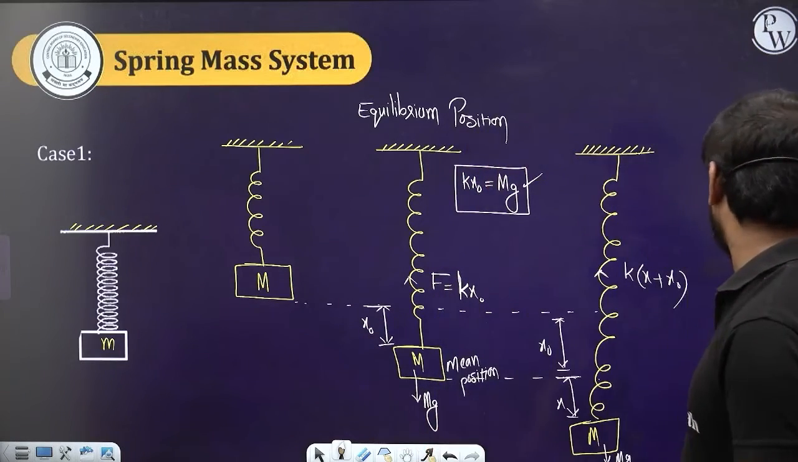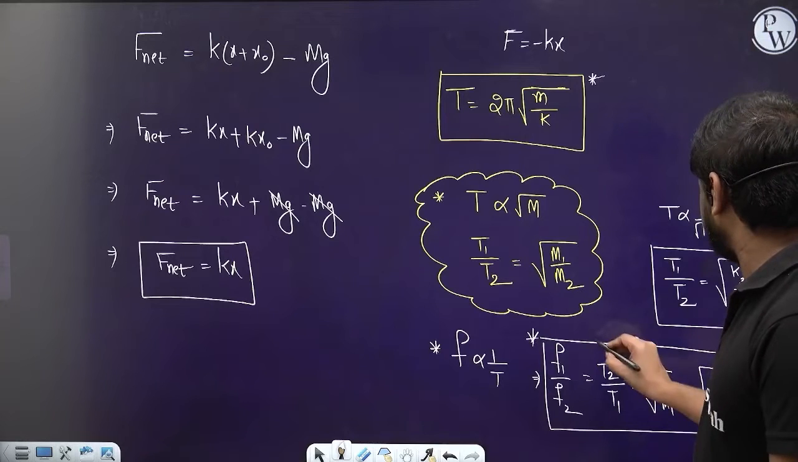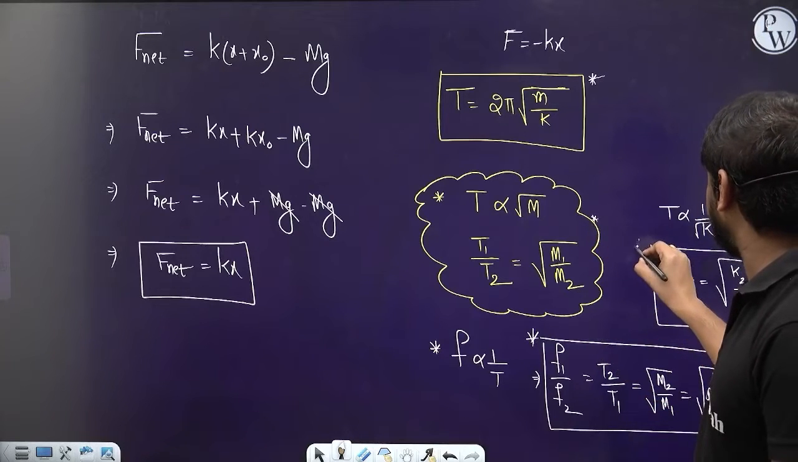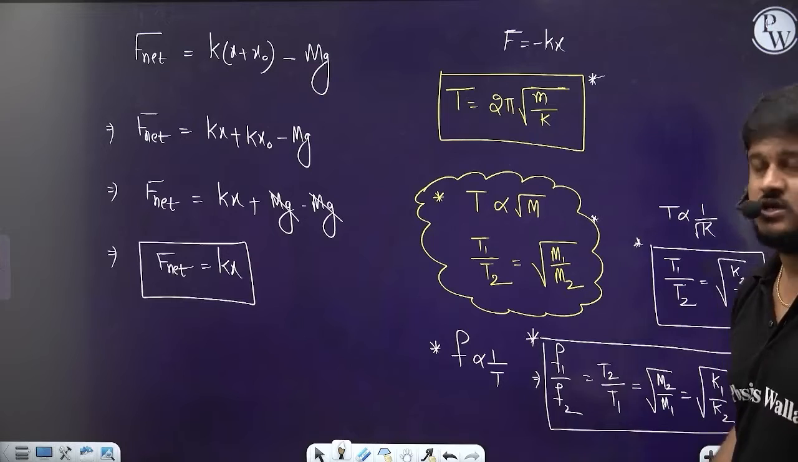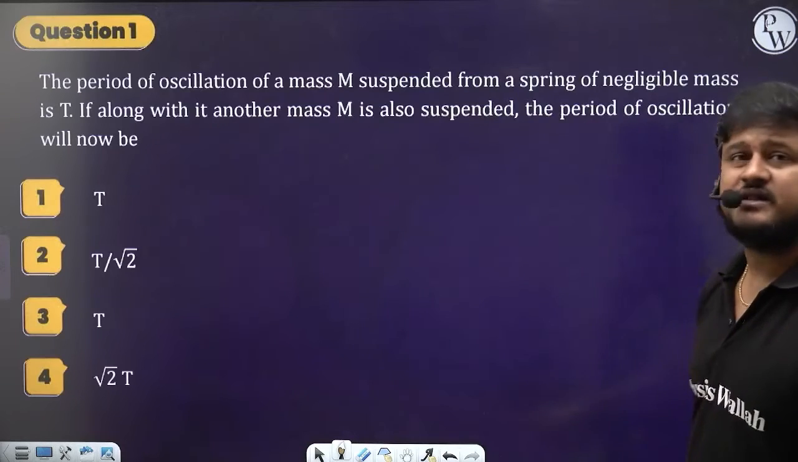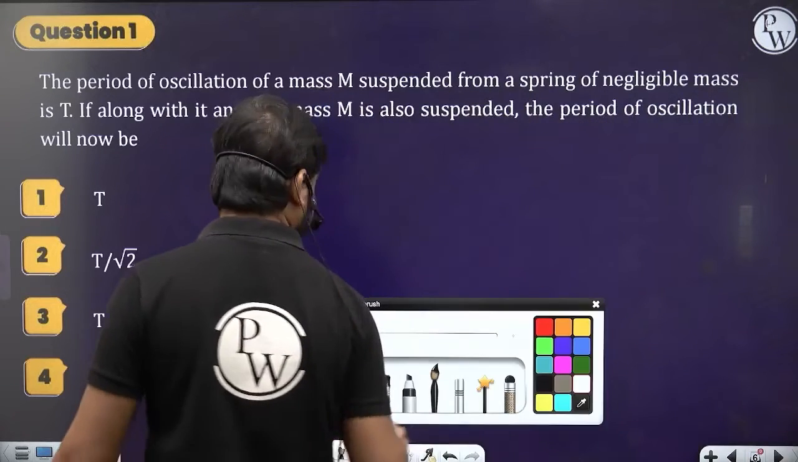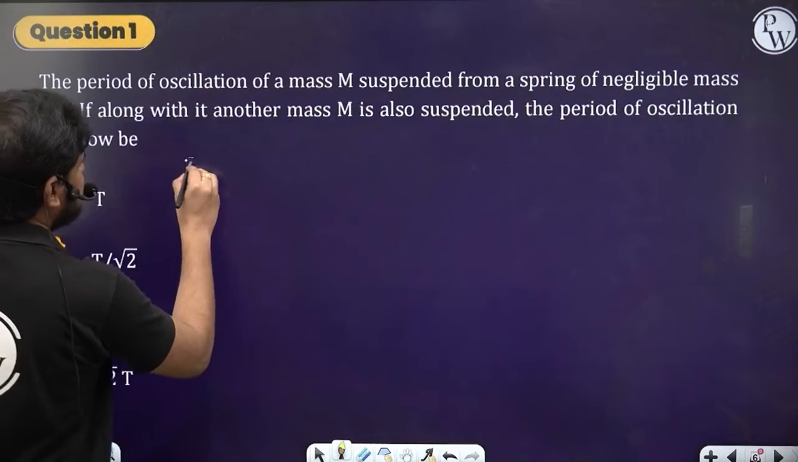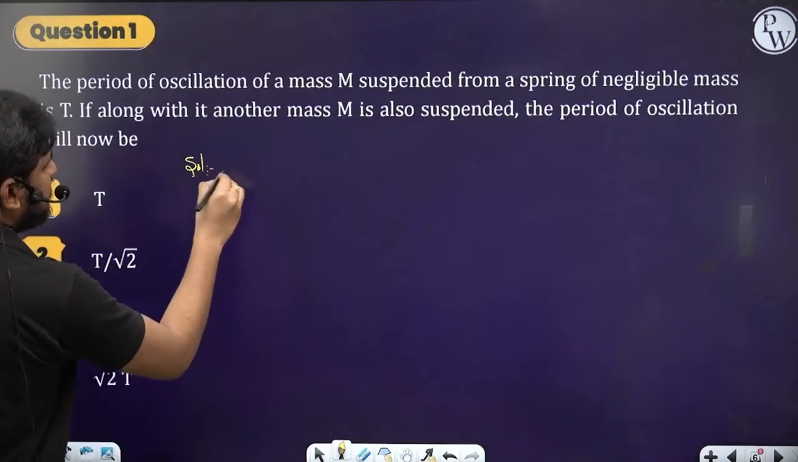Okay, chalo. So these 3 points are very important to solve the numericals. So now we'll solve some questions so that you get a better idea. So try this question along with me, guys. So what does the question say? Read the question properly first.